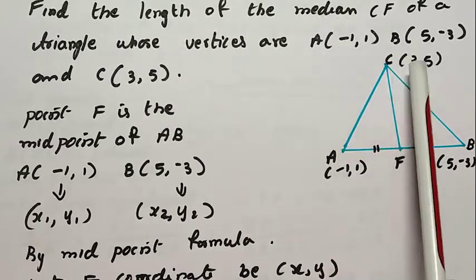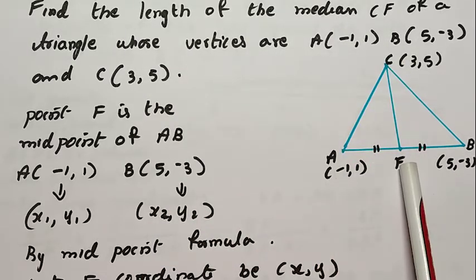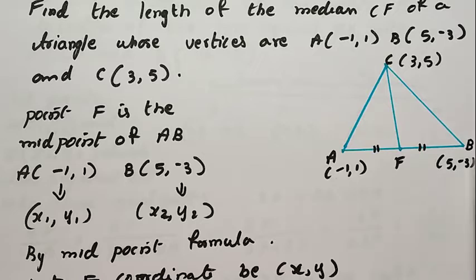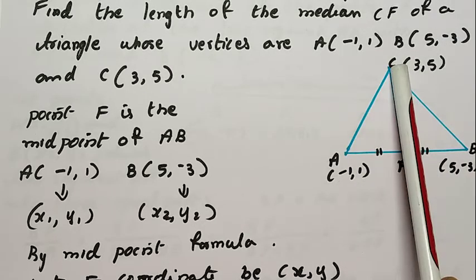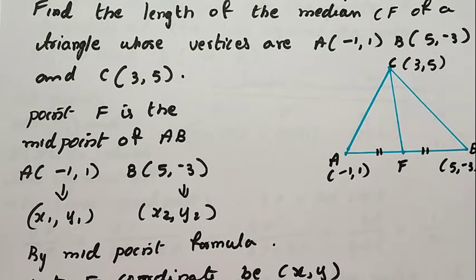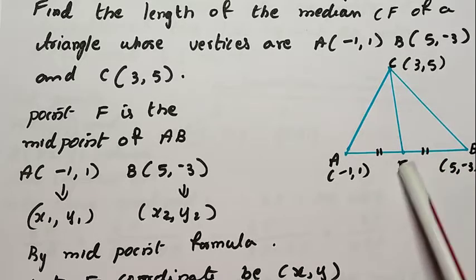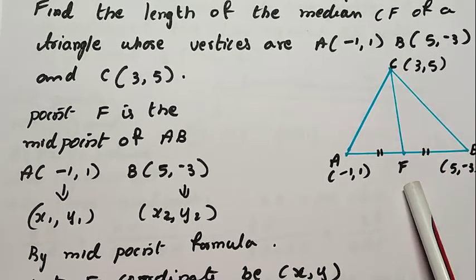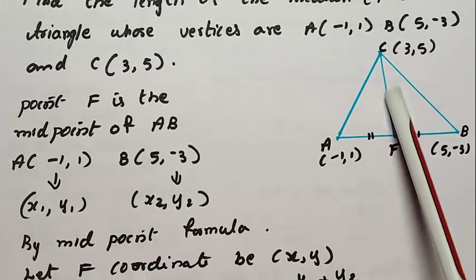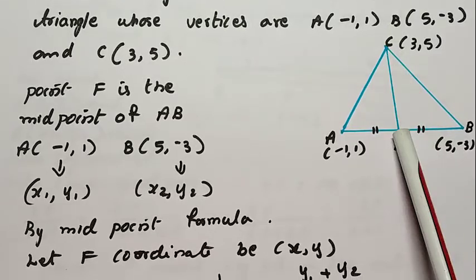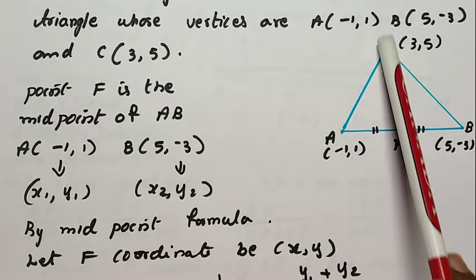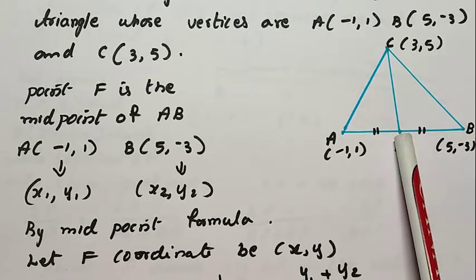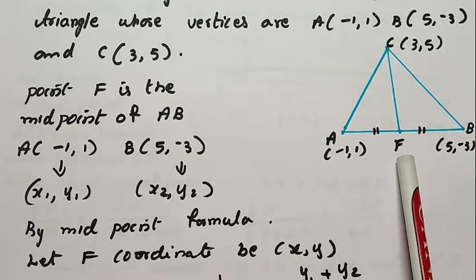As you know, a median is a segment joining the vertex and the midpoint of the opposite side. So, draw this figure with A, B, and C coordinates. You have to find the length of the median from C to its opposite side, that means CF. How can we find the distance between C and F? If we know the coordinates of F, then we can find the distance between C and F. But we don't know the coordinates of point F.